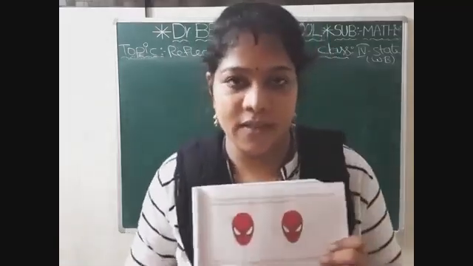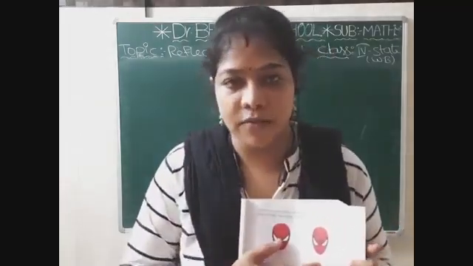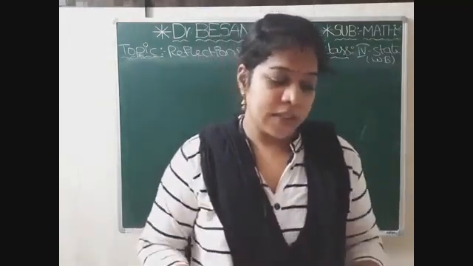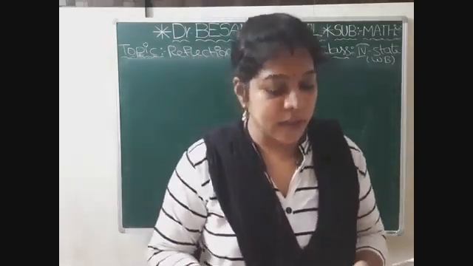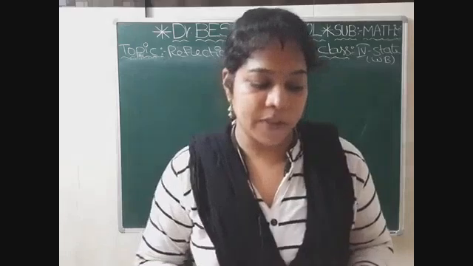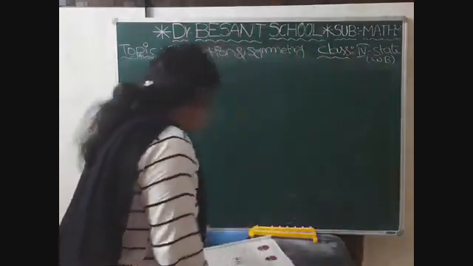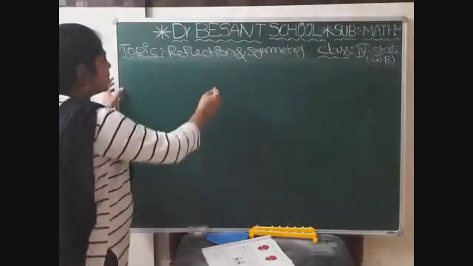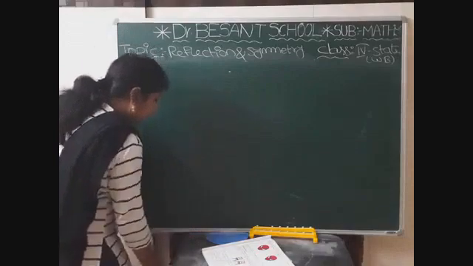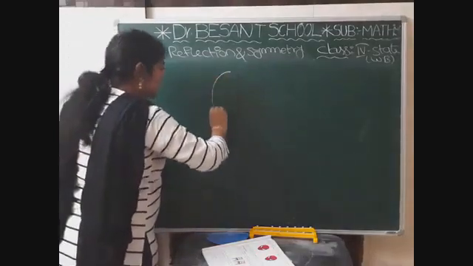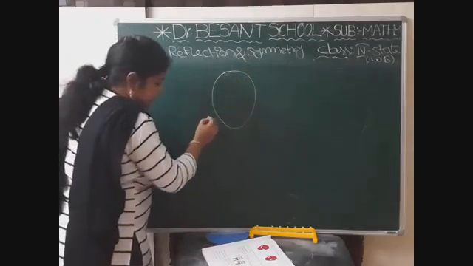Open page number 17. On page number 17, see children, here one mask is given for you. This mask is symmetrical with respect to the vertical line passing through the middle but not with respect to the horizontal line. For every object we can't draw both vertical and horizontal lines of symmetry. Why? Because an object may not contain them. Like this mask is given for you.